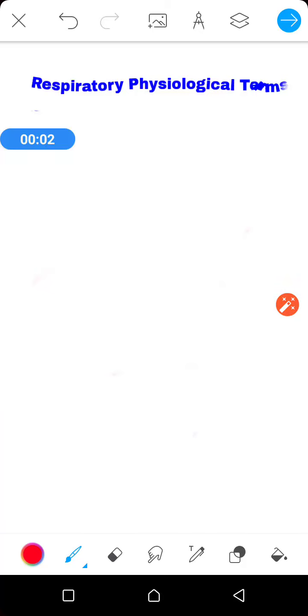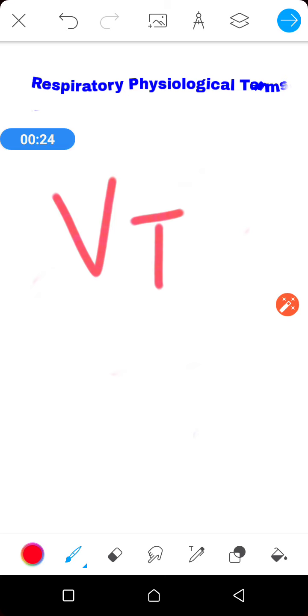Today I'll be discussing respiratory physiological terms. Respiratory physiological terms are really very easy to understand, but you just need to make some concepts clear. Starting with the tidal volume. Tidal volume, that means VT. It is the volume inspired or expired with each normal breath.